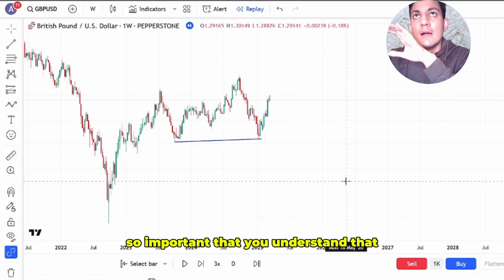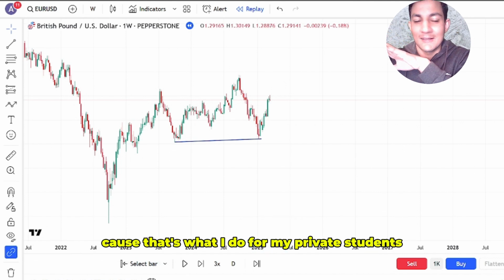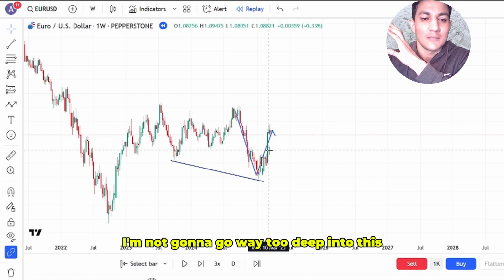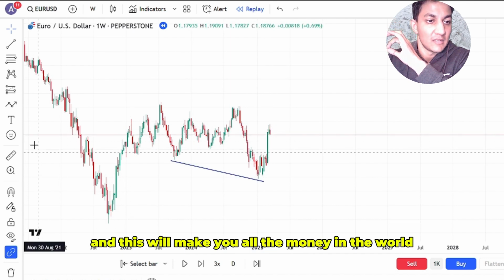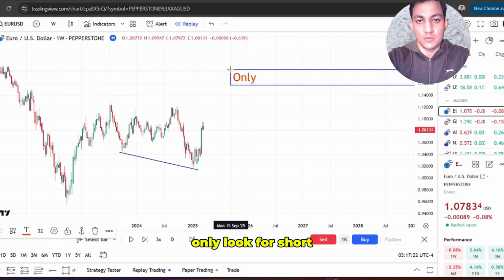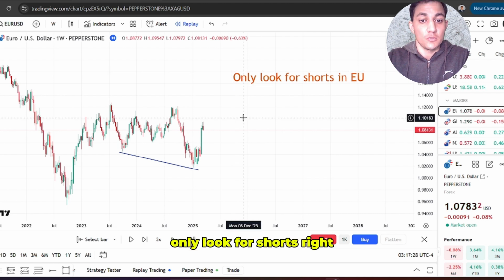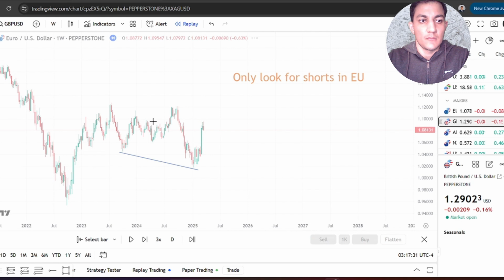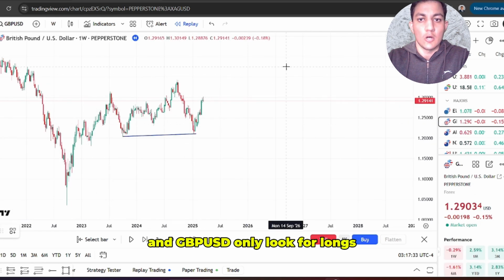And I'm not going to give you a lecture, because that's what I do for my private students. I'm not going to go way too deep into this. All you need to know is this, right? And this will make you all the money in the world. Only look for shorts in euro dollar, only look for shorts, right? And GBP USD, only look for longs.